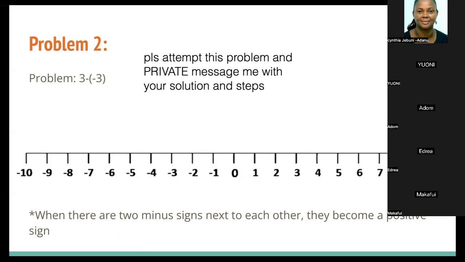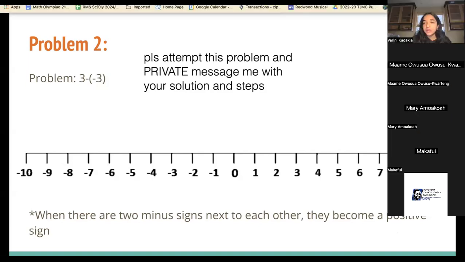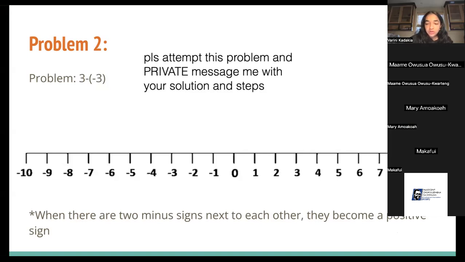Then 3, -3, -3 give me +6. Okay, I could barely hear you. Do you want to say it one more time a little louder? It means if two negative signs give you a positive sign, then 3 plus 3 equals 6. That's how I got my answer. Yeah, that's correct. Thank you.